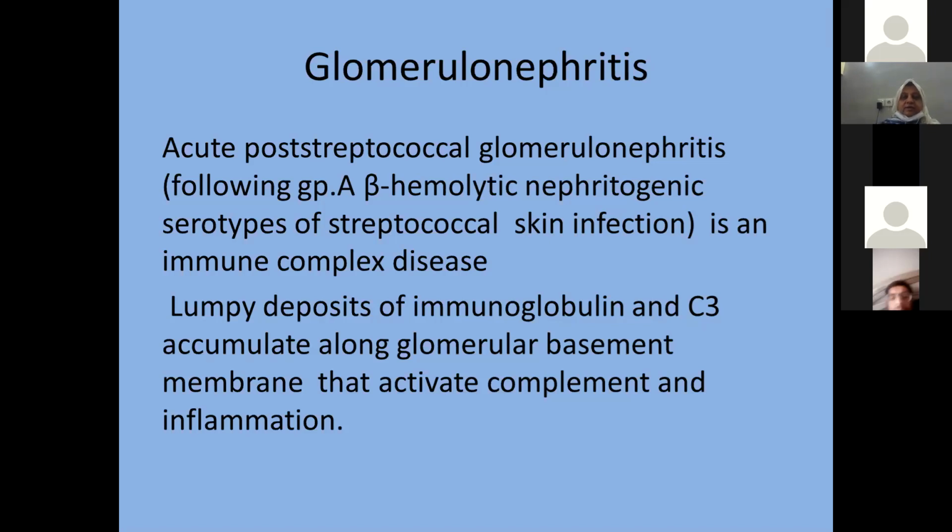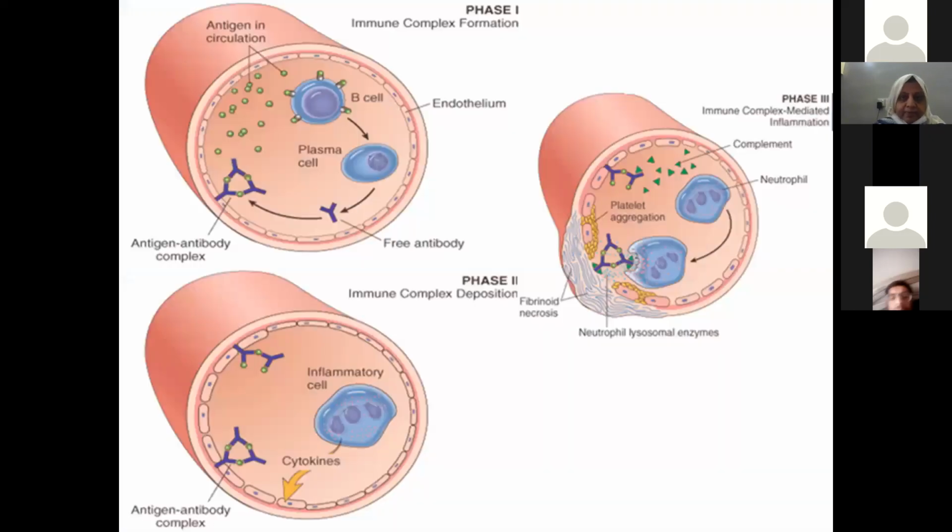It has been seen that the types of streptococci that cause skin infections can lead to this type of autoimmune disease, which is known as acute post-streptococcal glomerulonephritis, because it occurs after an infection by beta-hemolytic streptococci. So these complexes again activate the complement, and inflammation of the glomerular basement membrane occurs, and it causes damage to the kidneys.